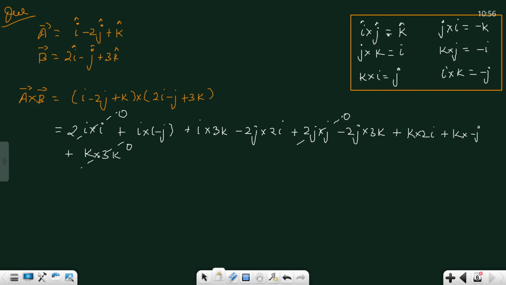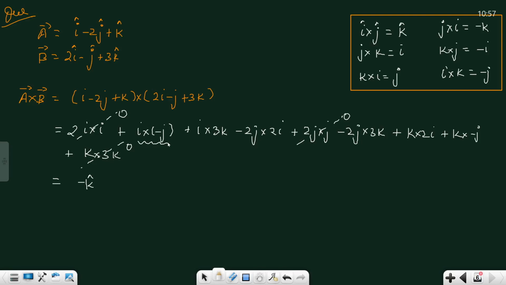So first we will check i cross minus j. i cross j is k. So what will be i cross minus j? It will be minus k, as i cross j is giving you k. With the minus sign you will get a minus k. Clear? Any doubt? Am I audible?